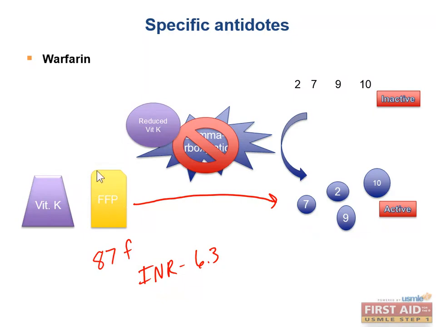Well, looking up here, we see that fresh frozen plasma is going to provide our immediate 2, 7, 9, and 10 active clotting factors, which can then go on to the clotting cascade and stop the bleeding. If we give vitamin K, which we would probably do anyway, it's more of a longer-term treatment. It's not going to give the immediate active factors.